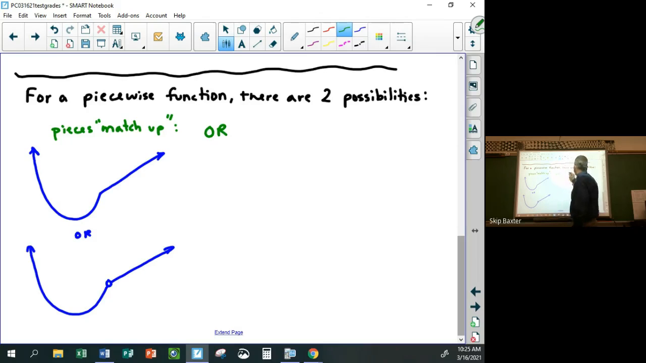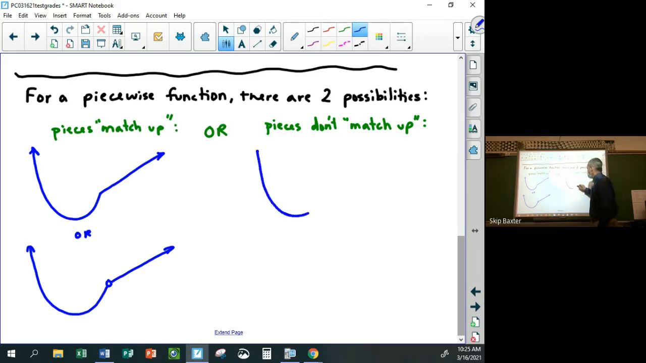Or the second possibility is that the pieces don't match up. So this would be the situation where the function's going along, maybe it's a parabola again, but then it suddenly is a line that's somewhere else, and they don't match up. There's a big gap there. There's a jump in the function. And maybe this dot is filled in, or maybe this dot is filled in, or maybe neither of them is filled in, and there's a random point, whatever. It doesn't matter. The point is there's a jump in the function.